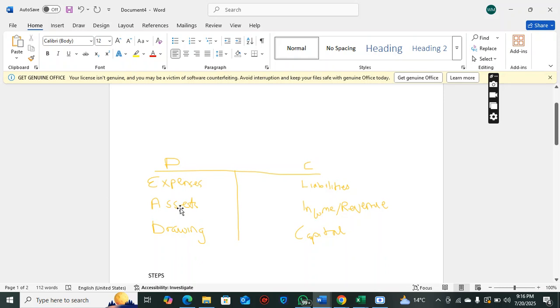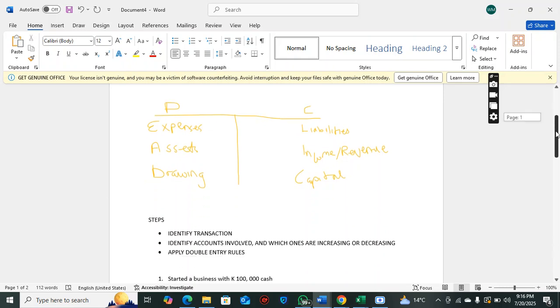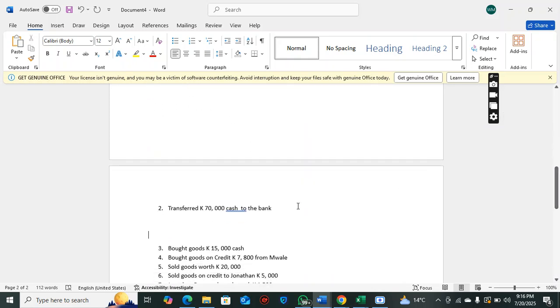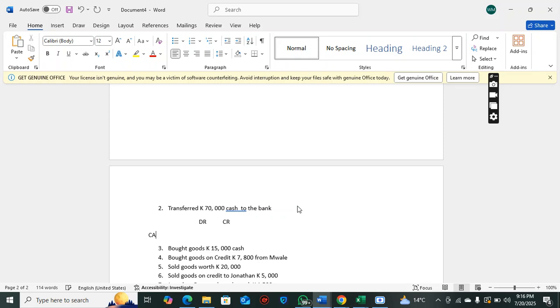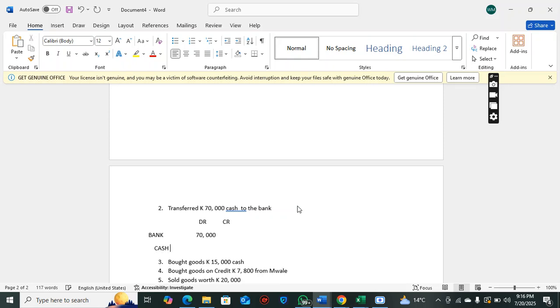So we're going to debit the bank account because it's increasing and it's an asset. Then we're going to credit the cash account because it's reducing. And with your journal entries, you always start with the debit. Never start with the credit. Always start with the debit. So bank, 70,000. Cash, 70,000. Any questions, colleagues, before we move to the next transaction?